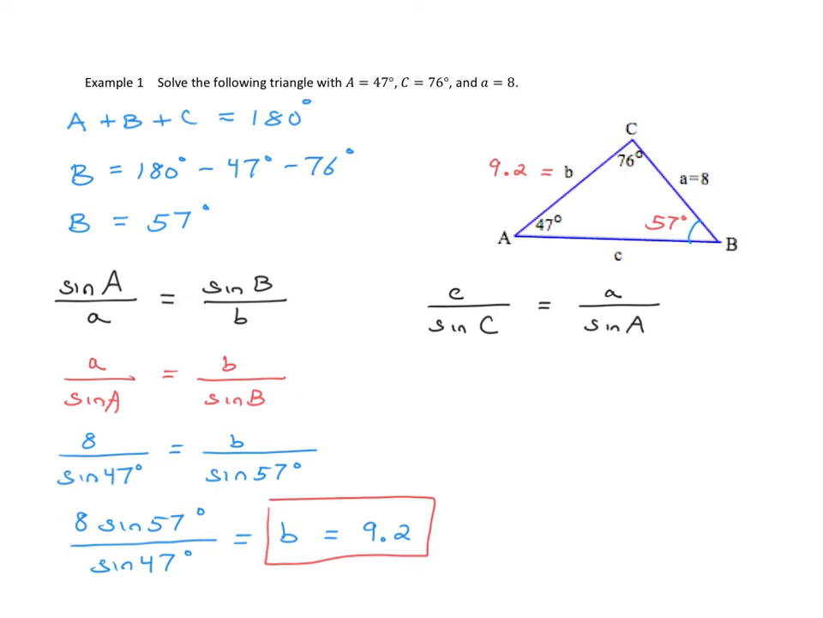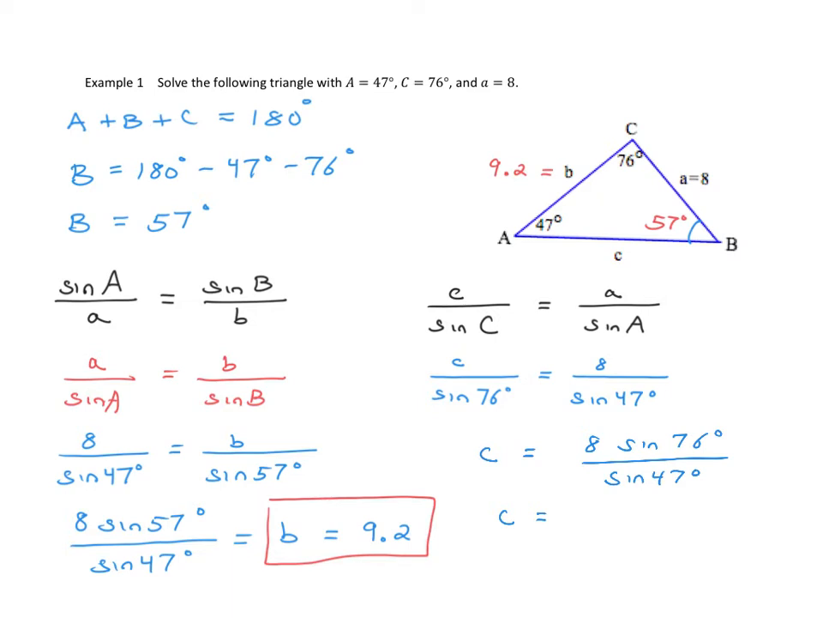We have, so I don't know C, this is sine of 76 degrees. That's equal to A, which is 8, divided by sine of 47 degrees. To solve for C, I can multiply sine of 76 to this side of the equation. So C is equal to 8 times sine of 76 degrees, all divided by sine of 47 degrees. Again, I'm just going to my calculator and typing this in: 8 sine of 76 divided by sine 47.